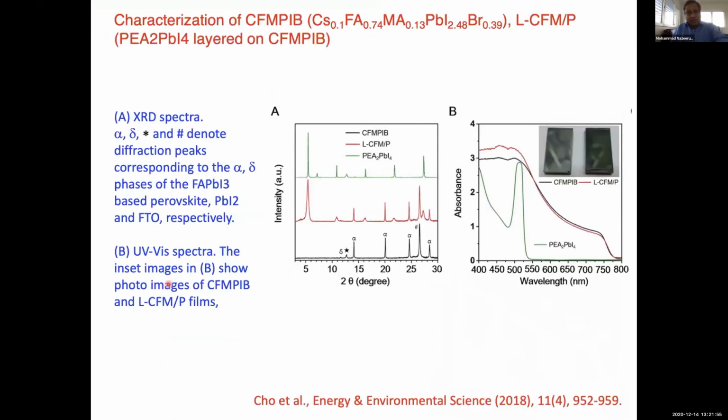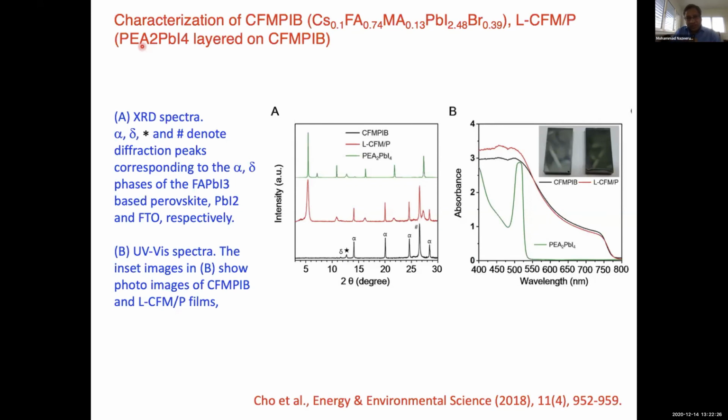So here is the one cation we have selected. This is our perovskite composition, where we have a triple cation, cesium, formamidinium, methylammonium, and double anion, iodide and bromide. This is our basic composition of the perovskite layer. Now we deposit on top of this three-dimensional perovskite a two-dimensional perovskite layer, which has phenylethylamine as a cation. So now each perovskite has its characteristic features.